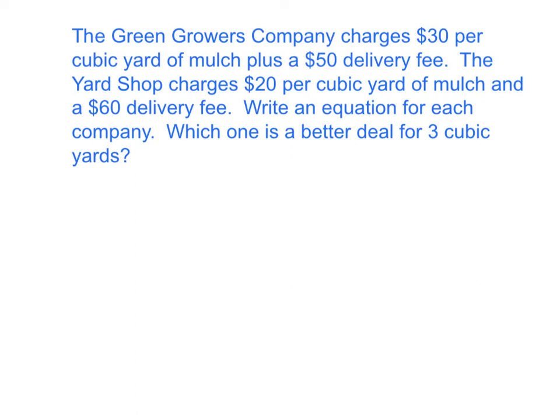Welcome back from pausing the video. Let's write the equation for Green Growers. Okay, so y is going to be the cost, and the cost is dependent upon the amount of cubic yards, x. All right, and the charge or the rate per cubic yard is $30, so it'd be 30 times x. And the initial cost or the fixed amount is a $50 delivery fee. So y equals 30x plus 50. That's the equation for the Green Growers.